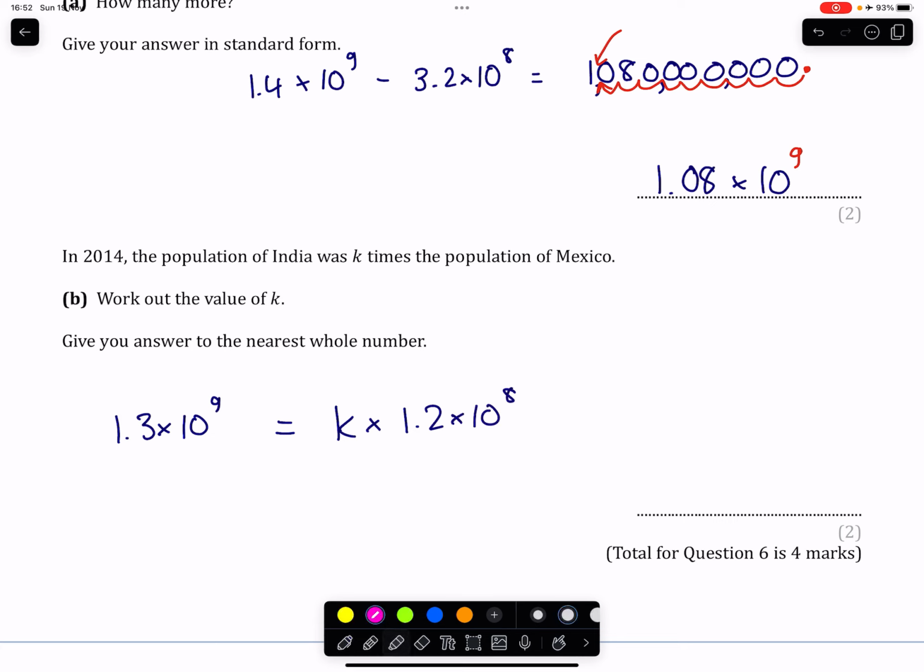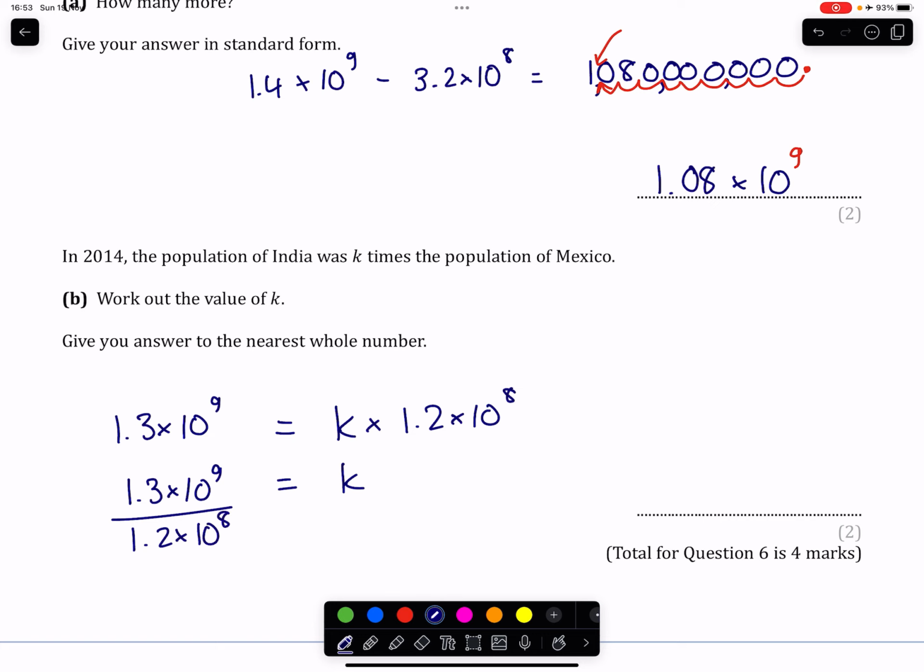So that statement here is basically saying Mexico times k equals India. We want to figure out what k is, so we want to rearrange this equation, which means in order to get k on its own, we need to divide our 1.3 times 10 to the power of 9 by our 1.2 times 10 to the power of 8.